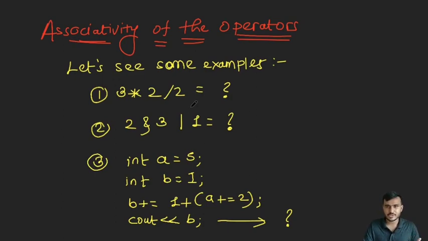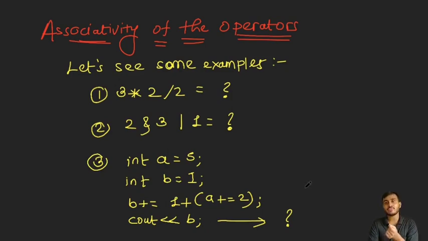The first expression that we have is 3 into 2 divided by 2. So what is its answer? Then the next expression that we have is 2 and 3 or 1. Let me not tell you the third expression right now, just focus on the first and second. Now we know the precedence rules, so based on the precedence rules we can answer any expression.